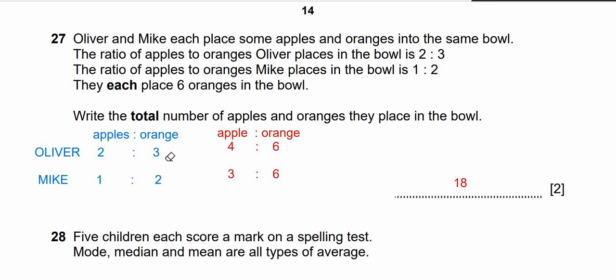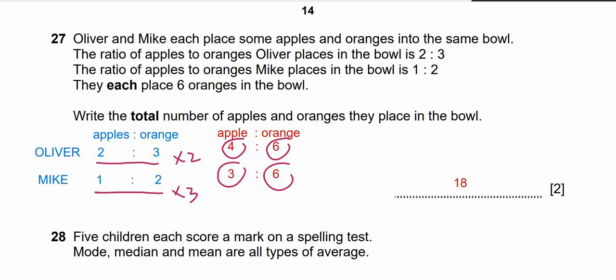How? 3 and 2 can both go to 6. So we times Oliver's ratio by 2. That becomes 4 and 6. Then we times Mike's ratio by 3. So 1 times 3 is 3, 2 times 3 is 6. Now they have the same ratio for orange. So now it means the number of apples Oliver places is 4. Mike is 3.